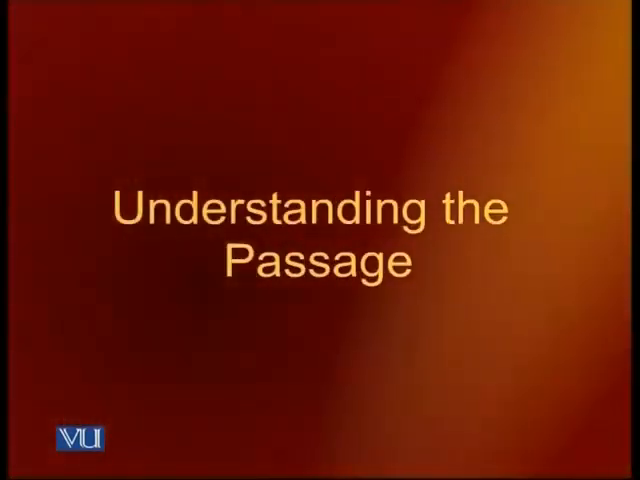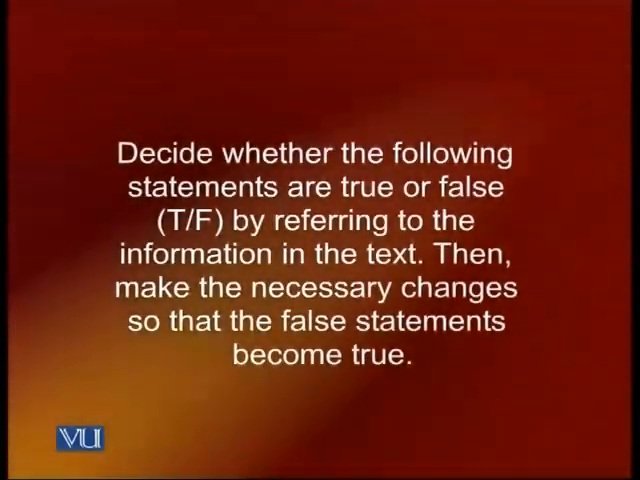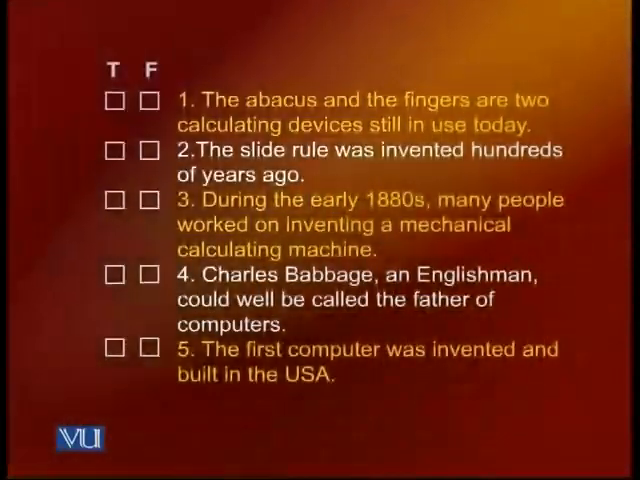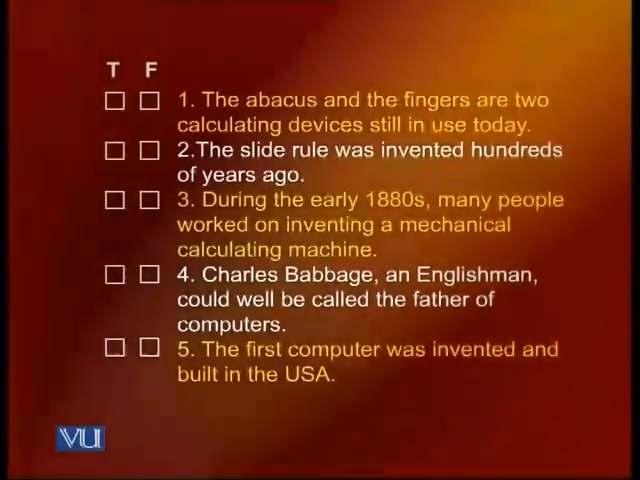Let us look at exercise number 2, understanding the passage. Statements are given, and you will decide whether these statements are true or false. This will show whether you have understood the text correctly or not. After you've done the false statements, you will have to correct them to make them true. Statement number 1. The abacus and the fingers are 2 calculating devices still in use today.